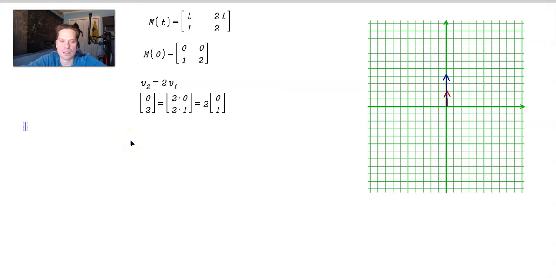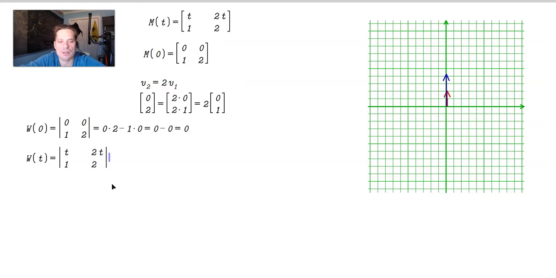Let's also do the Wronskian then at 0. Okay, it's, let's see, 0, 0, 1, and 2. So apply it. It's 0 times 2 minus 1 times 0, but that's 0 minus 0, which is 0. That's not surprising because, as you can see, if the vectors are linearly dependent, there's no area enclosed between them. Okay, and then in general here, as a function of time, if you were to repeat the same logic, essentially, what would you have? You would have t, 2t, 1, and 2.